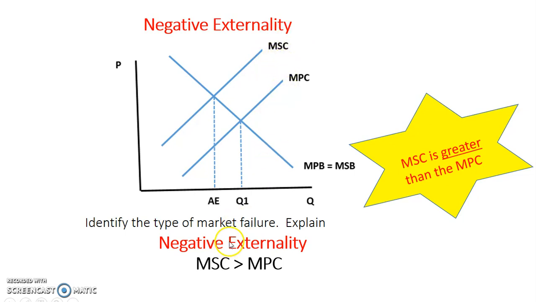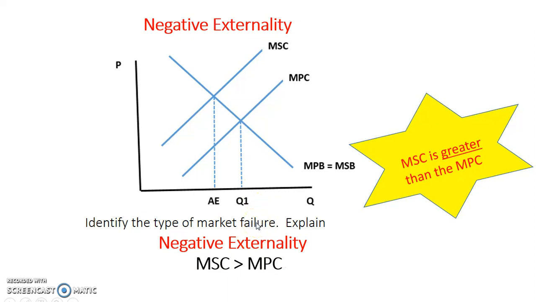Another curve relationship that is not acceptable is that you cannot say that the MSC is greater than the MSB. That's not the market failure. The market failure is that the social costs are greater than the private costs.